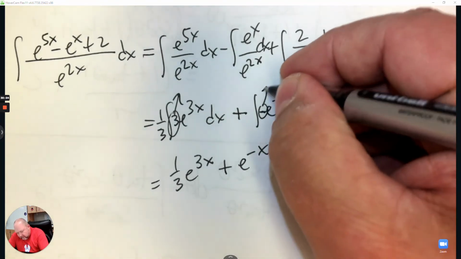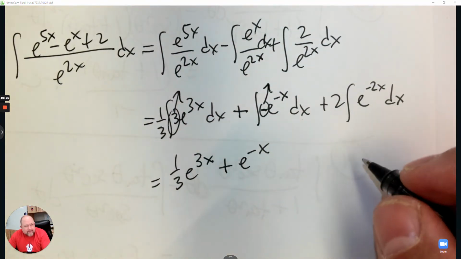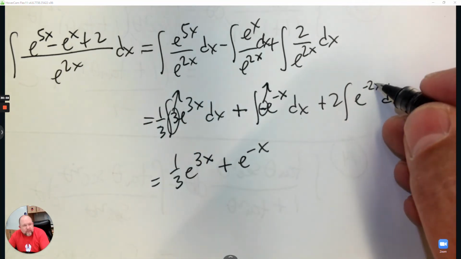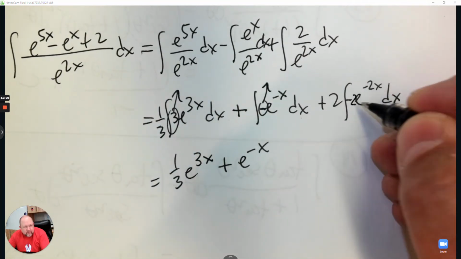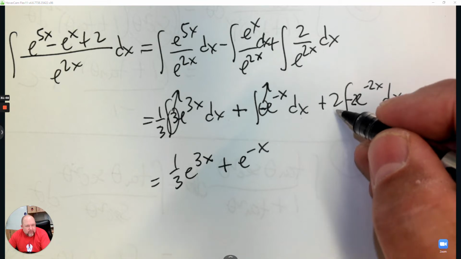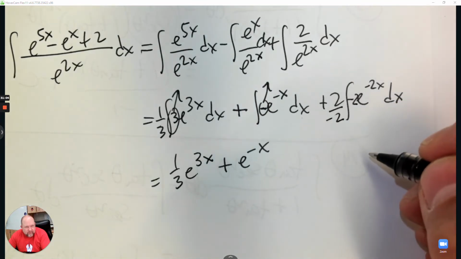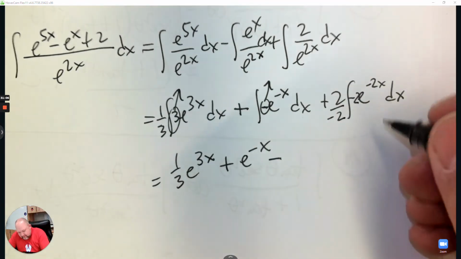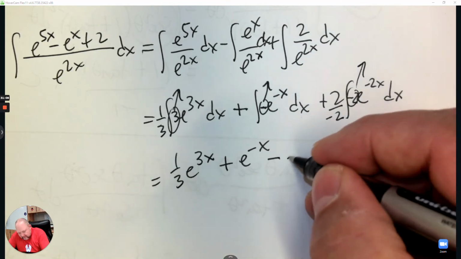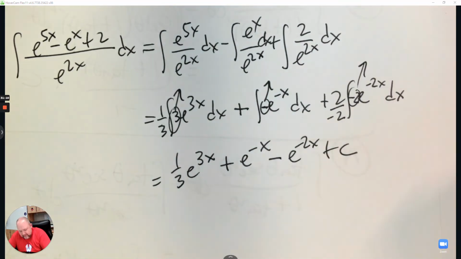You can circle the hook to make sure you don't include it. The last one, the hook is negative 2. So what it was over what it became, I needed to divide by negative 2. So that's just negative 1. And then you can ignore this, and it's e to the negative 2x plus c.